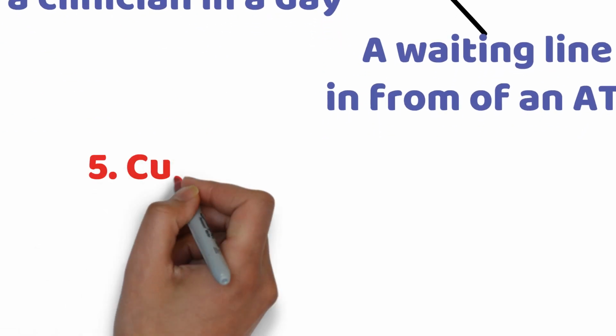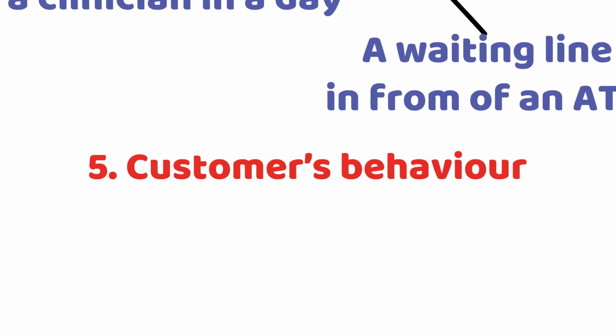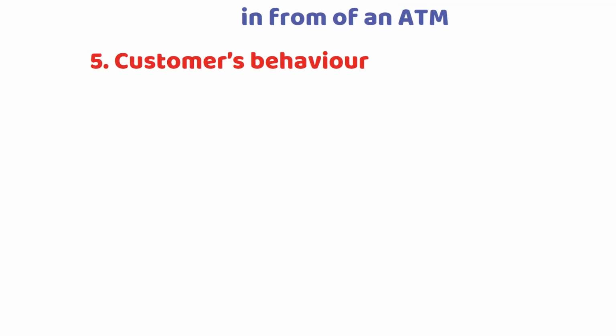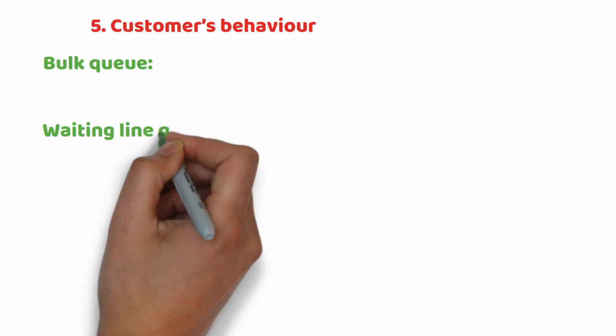Number 5. Customers' behavior. Based on the existence of a waiting line, we can categorize a queuing system into two types: bulk queue and waiting line queue.